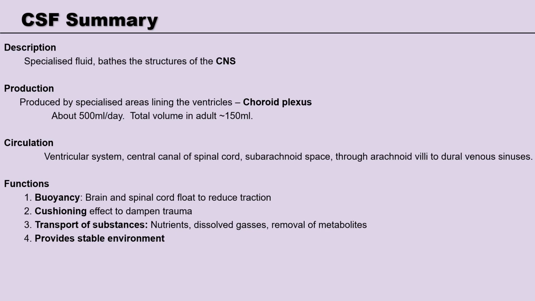The CSF is produced by the choroid plexus and is circulated in the subarachnoid space of the central nervous system. It acts to aid buoyancy and cushioning for the delicate structures of the CNS and is used to transport substances and waste material in and out of the CNS, providing a stable environment for this highly demanding system.